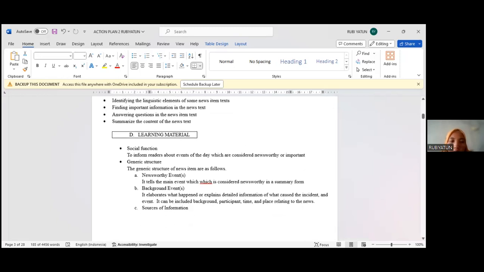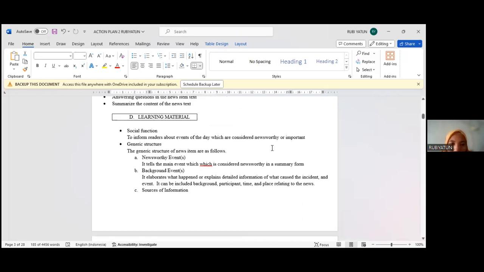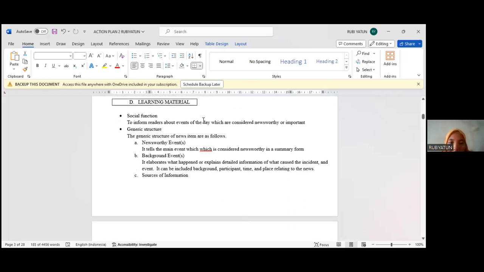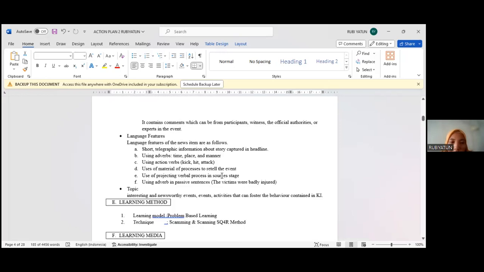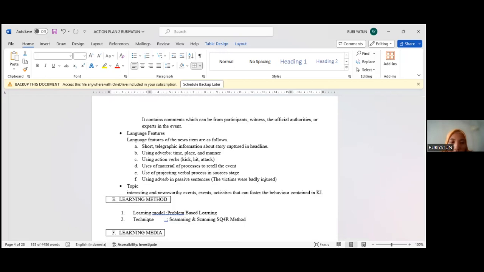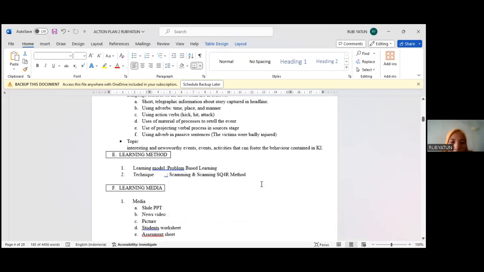And then for the learning material, the social function is to inform the reader about events of the day which are considered newsworthy or important. The generic structure is newsworthy event, background event, source of information. And then the language features: short telegraphic information, using adverb of time, using action verbs, using material process, using projecting verbal process, and then using adverb in passive sentence.